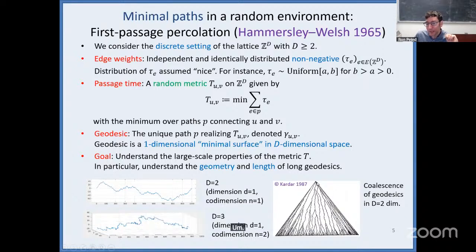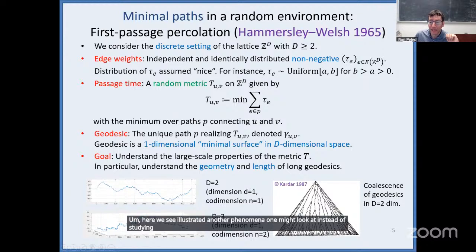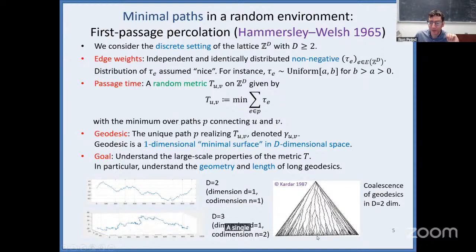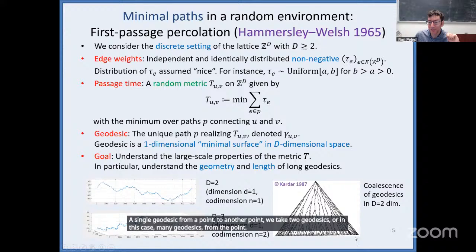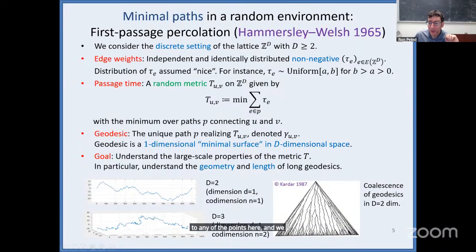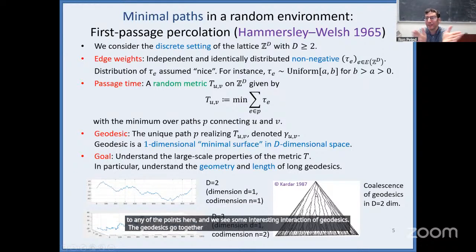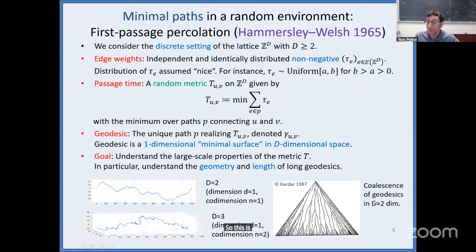Here we see illustrated another phenomenon one might look at. Instead of studying only a single geodesic from a point to another point, we take 2 geodesics, or in this case, many geodesics from the point to any of the points here, and we see some interesting interaction of geodesics. The geodesics go together for a while and then split. So this is the phenomenon of coalescence. We talk about it a bit later. So our goal is to understand geometry and length. What is known about these 2 questions?